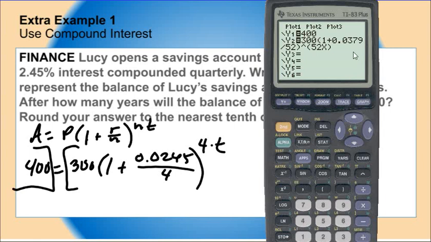1 plus, we're going to go 0.0245. We're going to divide that by 4. Then that's going to be raised to the 4t power, or 4x power.